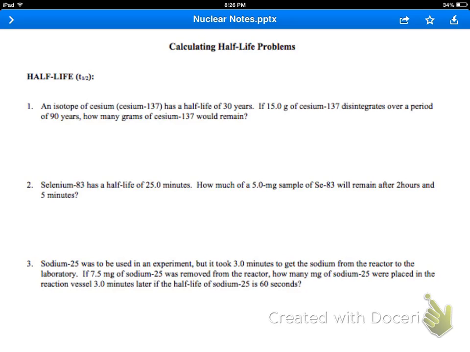So here we're going to do some half-life calculations and problems. And the best way to do them is really just by hand. And what I want you to do here is go through and try to solve them. And if you get stuck, then look at the key or ask your teacher. And try not to check the key until you've already tried them.